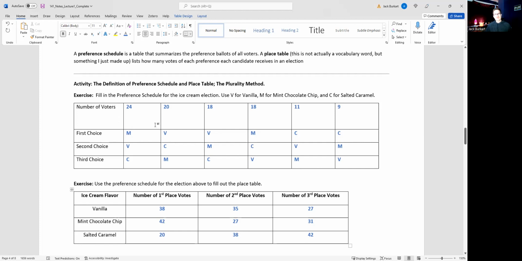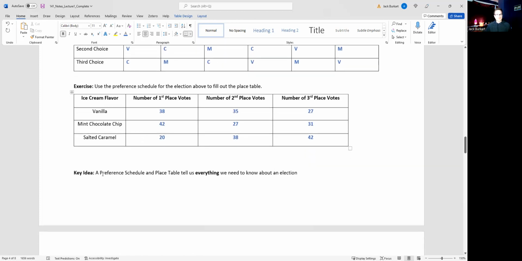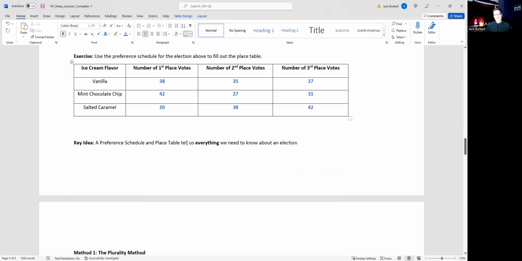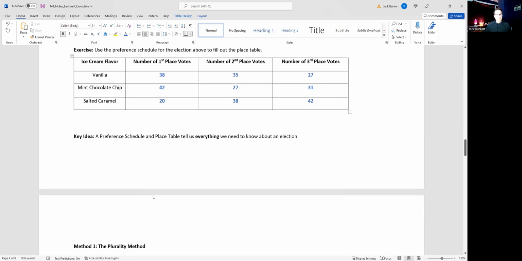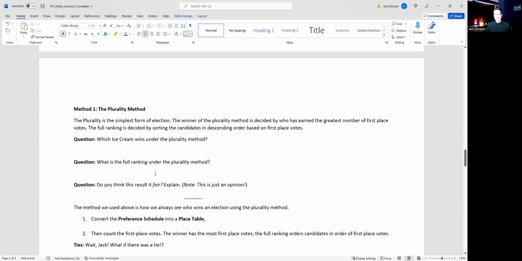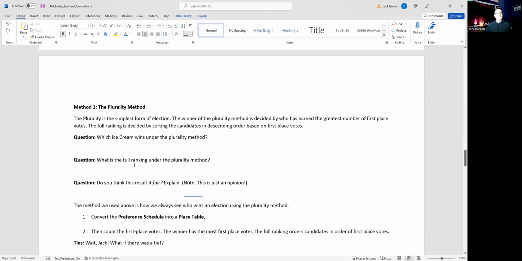All right, so if we can calculate the preference schedule and the place table, we'll be able to figure out our winners of election using all of the data presented. So yes, the key idea here, a preference schedule and place table, it tells us everything that we need to know. All right, so let's actually get into talking about some methods of election.